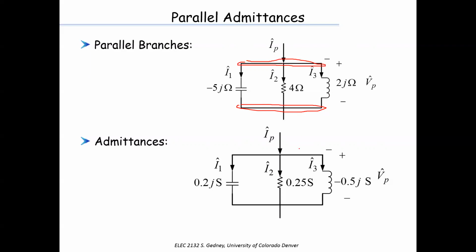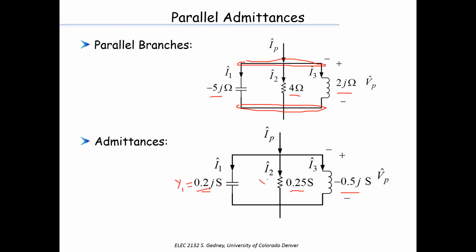Or I can write this in terms of admittances. That is 1 over minus 5J equals 0.2J. Try it yourself. That's 1 fifth times 1 over minus J. 1 over minus J is just equal to J, when I multiply top and bottom by its conjugate. So 1 over minus 5J is 0.2J. 1 fourth Siemen is 0.25 Siemens. And 1 over 2J ohms of the inductor gives me minus 0.5J Siemens. So these are the three admittances, Y1, Y2, Y3.